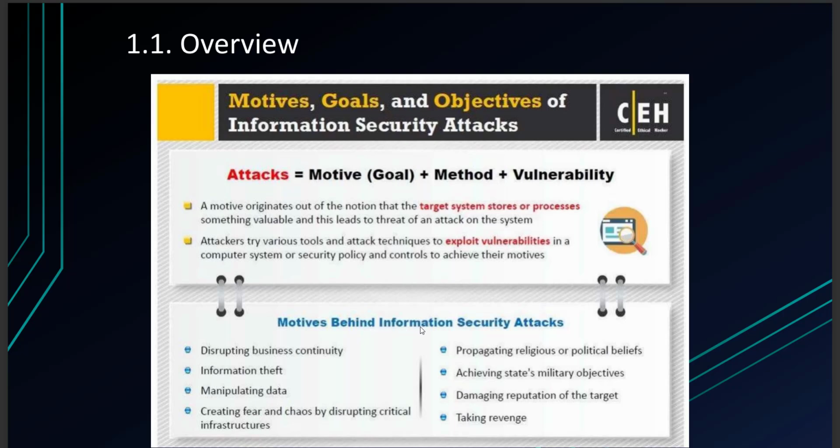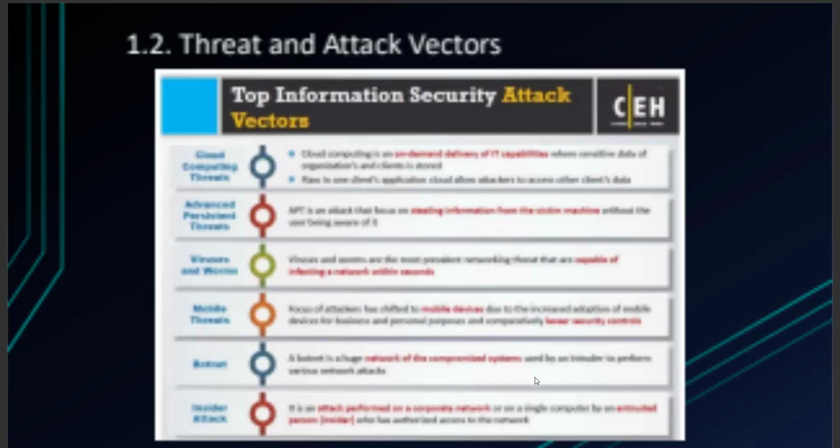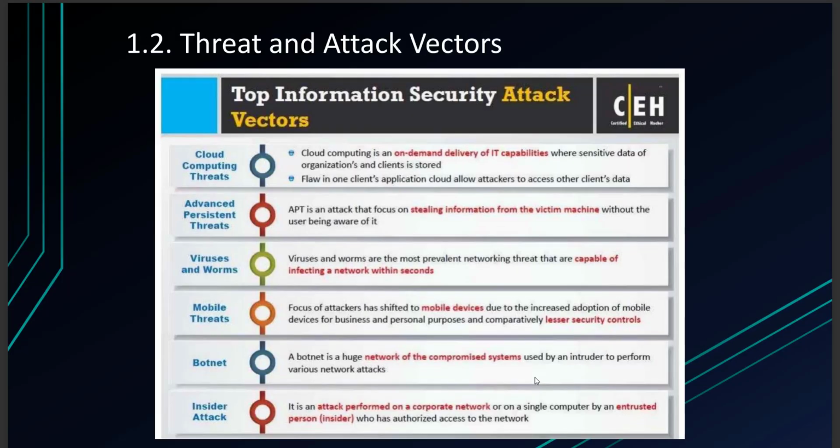motives behind information security attacks are either disrupting a business, stealing data, manipulating the data, or creating fear and chaos inside the infrastructure. Or sometimes it can be for religious and political beliefs, sometimes for states, for the military, for the government, and we will see in detail here the threat and attack vectors. So these are types of vulnerabilities, some information security attack vectors.